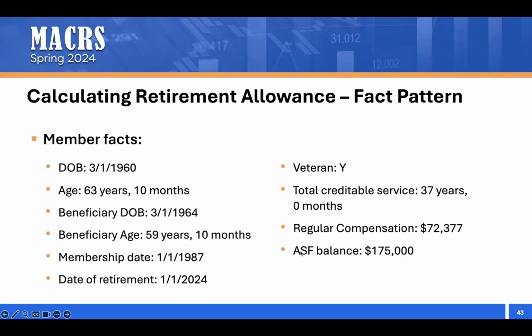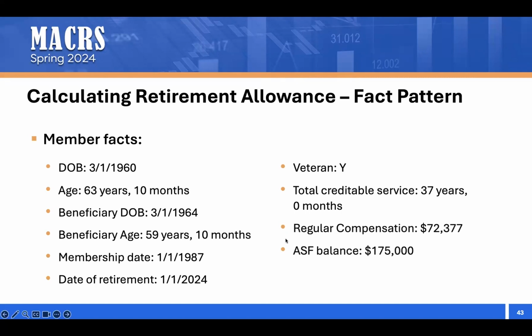Okay, so I'm going to go through a couple of different calculations. The first one is where the 75% cap does not apply. The second one is where the 75% cap does apply. So Scott went through and figured out the regular compensation for this member. The greater of the two numbers is $72,377. Unlike Scott, I rounded to the nearest whole dollar to make the math a little easier for me.